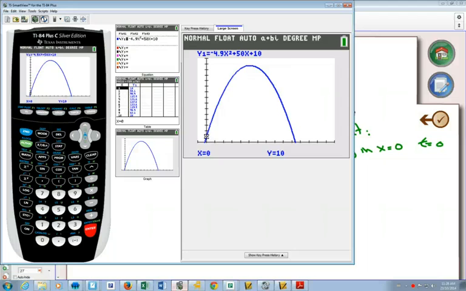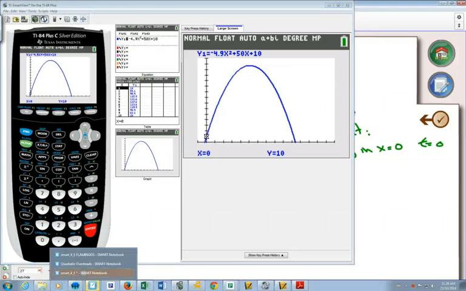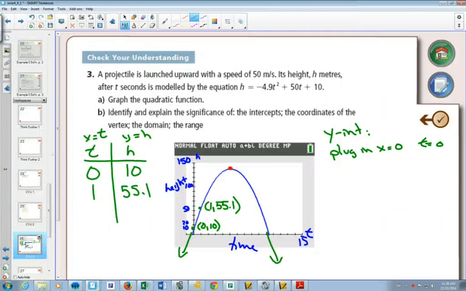Okay, so that is our y-intercept. To find our x-intercepts, we have to find all the intercepts. We have to find the coordinates of the vertex, the domain, and the range. We're on B. To find your x-intercepts, that is when y is equal to 0. Solving when y equals 0 by hand, you'd have to use the quadratic formula, because this doesn't factor nicely.